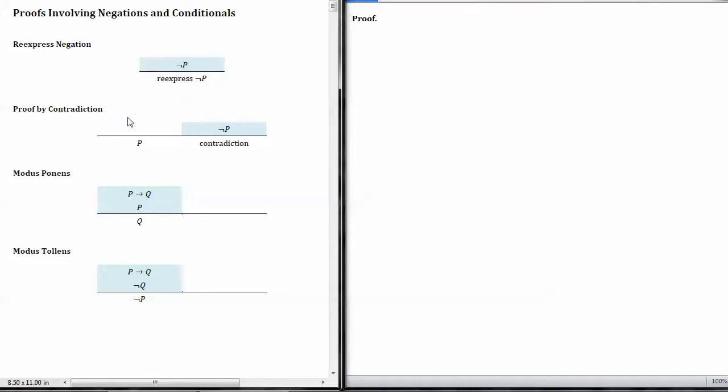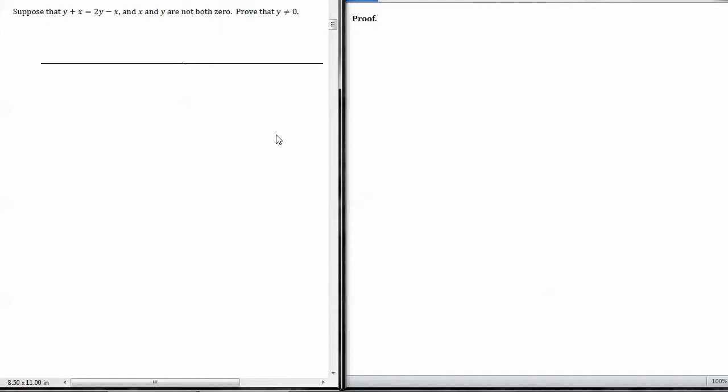In this problem, we're going to use proof by contradiction. Suppose that y plus x is equal to 2y minus x, and x and y are not both 0. Prove that y is not equal to 0.